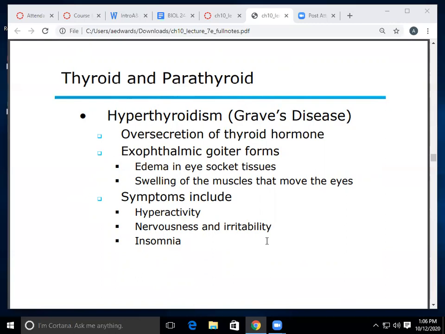So symptoms here are going to include things like hyperactivity, insomnia, and nervousness and irritability, which should make sense because thyroid hormone is basically involved in your metabolic rate. So if you have overstimulation of your thyroid hormone, you have a really high metabolic rate. It would make sense that you'd be hyperactive. Also, if you're getting swelling in your eye socket, it should make sense that you'd be pretty irritable, and it should make sense that you might have a hard time going to sleep. Right? So that should make sense.